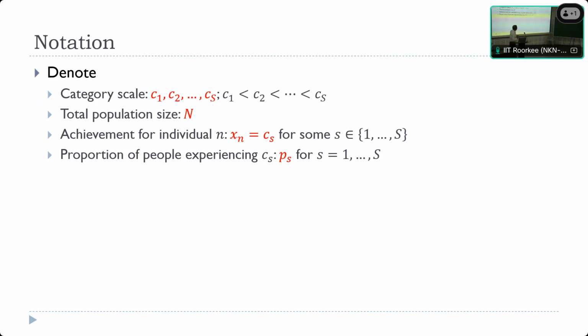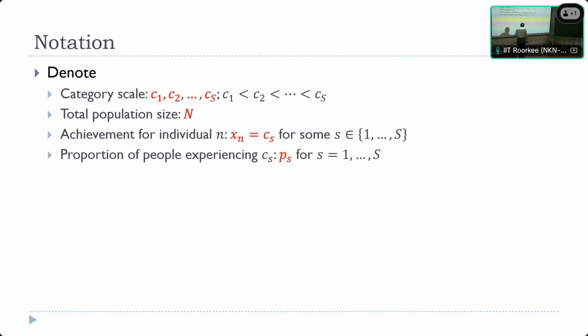Suppose then we have mathematical notation. Suppose we have these categories, this scale, which I note as C1, C2, up to Cs. We have a population size of N, and the achievement of each person is assigned to a category. Yesterday we had X1, X2, up to Xn, all different incomes. But here people are just sharing categories. You may have N people but, say, S categories, suppose S equals 5. You have 5 categories, and all 1 million people are just sharing those 5 categories.